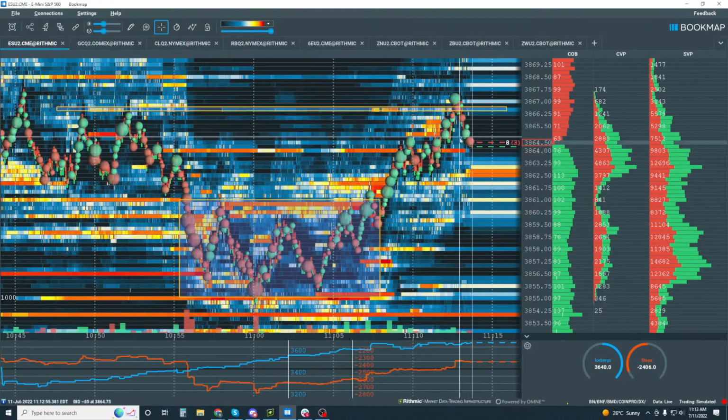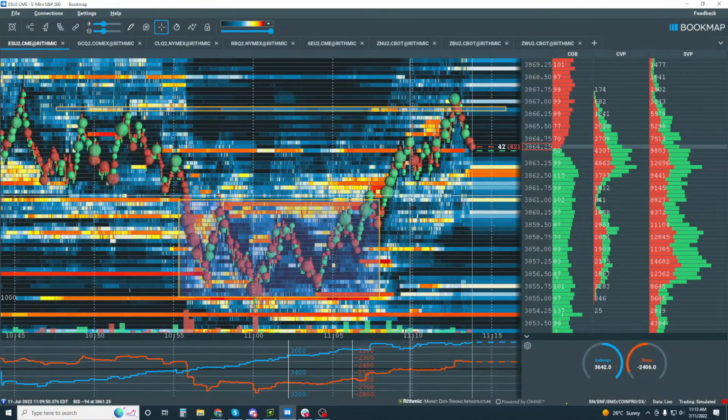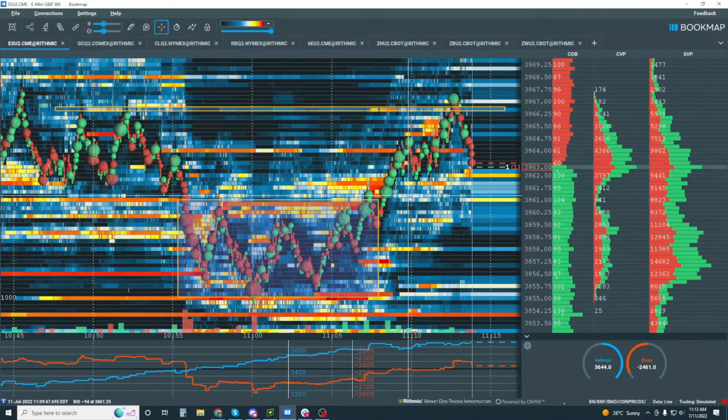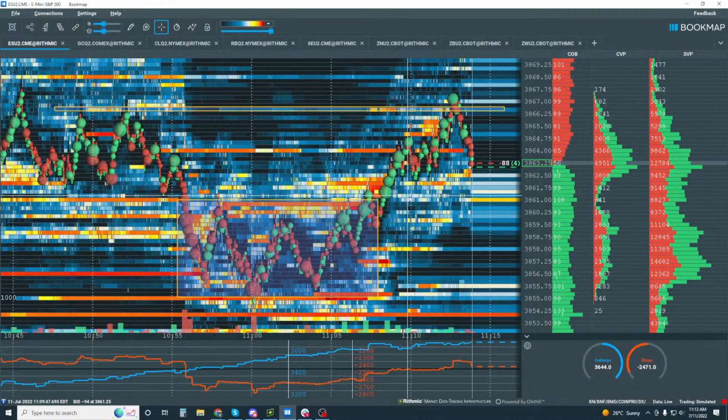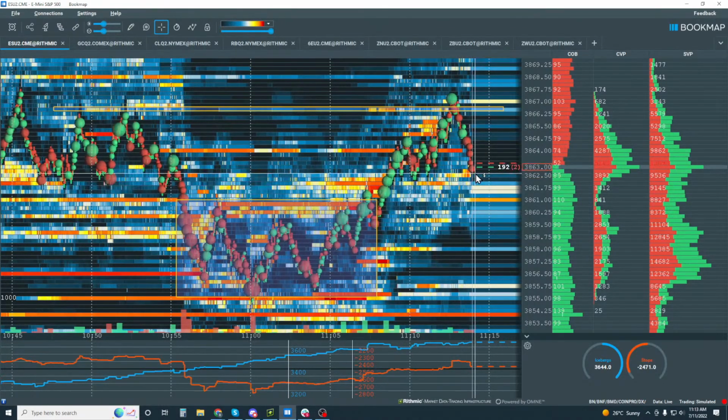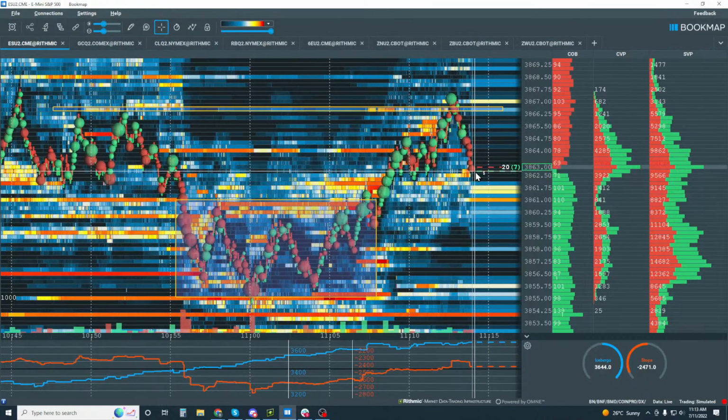Okay, so if we do see sellers in here, I'm looking for them to trade right back down to 61, where they just broke out from. They're trying to.